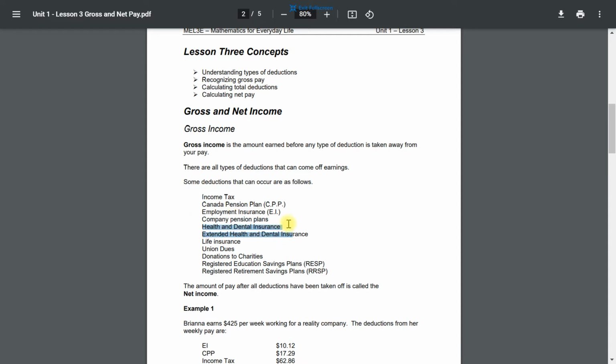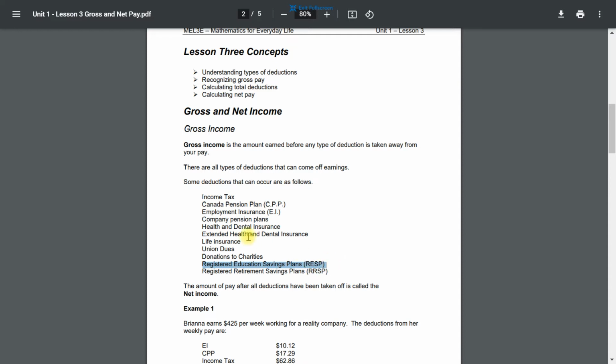Health and dental insurance, extended health and dental insurance. So again, there's the base, and then if you want more, life insurance. That's if you die. You want to leave your loved ones some money. Some union dues. So if you have a union, you have to pay for it. Donations to charities. Registered education plans called RESP.